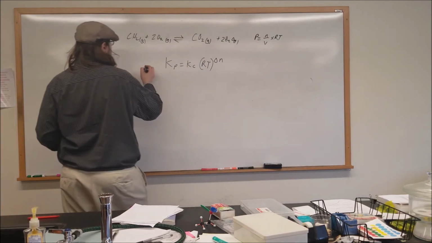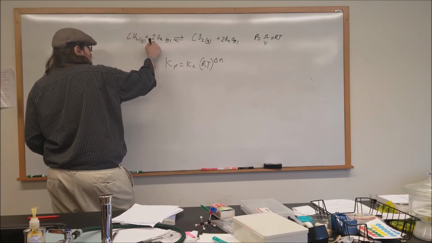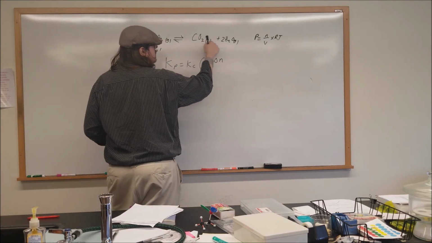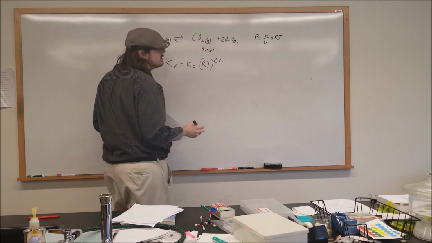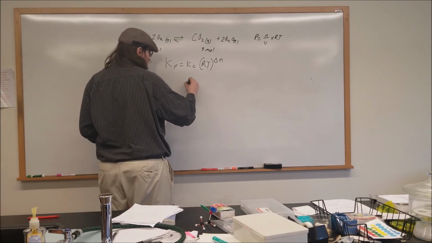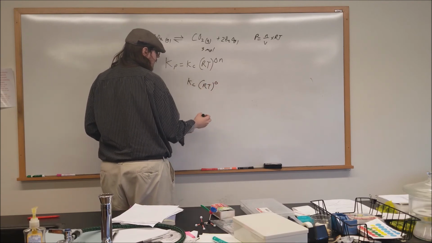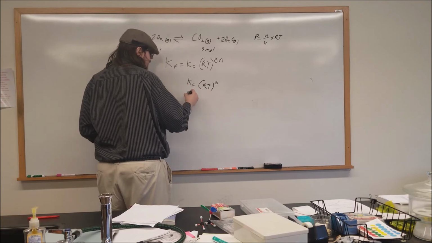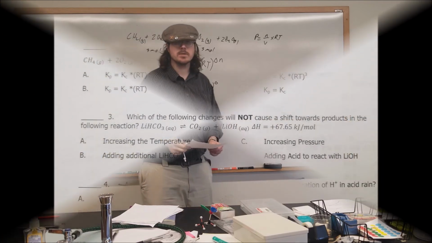Let's calculate the amount of gas. We need to compare the amount of gas. 1 gas, 2 gas, 3 gas: 3 moles on the left. 1 gas, 2 gas, 3 gas: 3 moles on the right. So what is our change in moles? Our change in moles is 0. So we're going to say Kc times RT to the 0, and any number raised to the power of 0 is 1. So we say Kc equals Kp. Full stop.